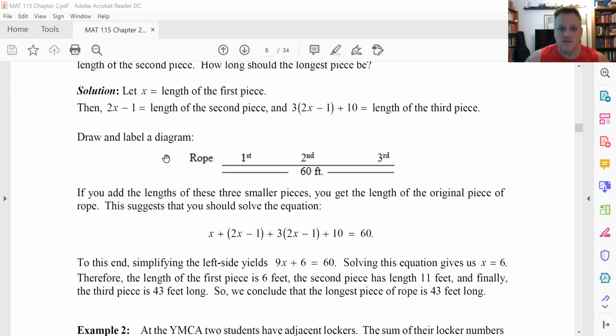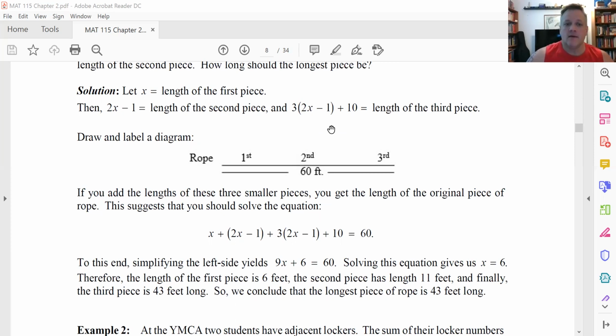Then just plug these in. Put x equal to 6 in here to get that the second piece is 11 feet, and put it in here to get that the third piece, if you simplify this with x equal to 6 in there, you'll get 43 feet. And so the length of the longest piece of rope in this situation is 43 feet.